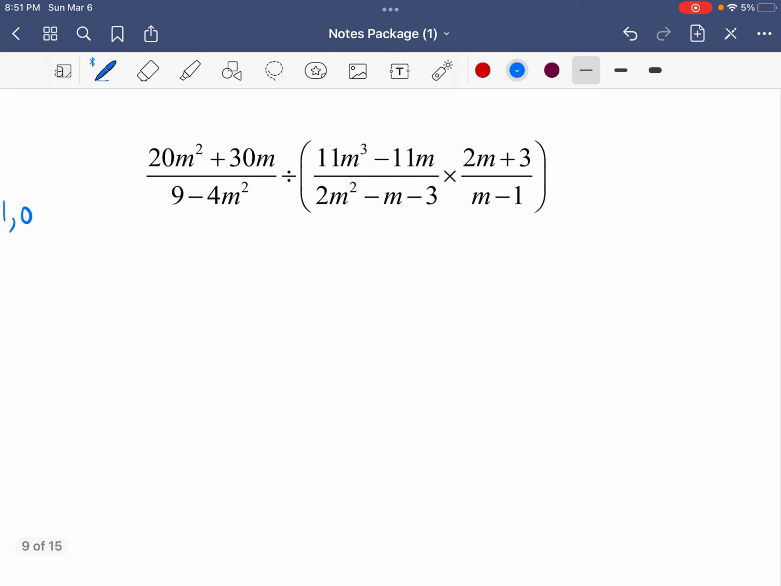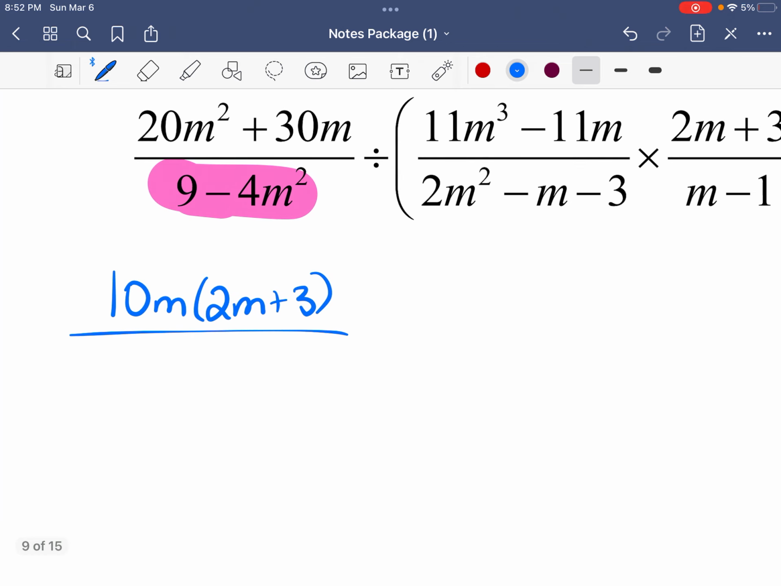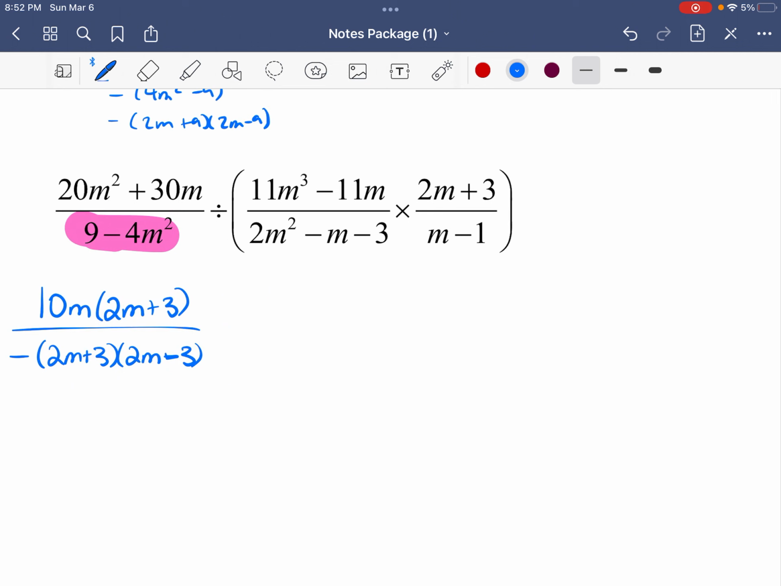Okay, factoring the 10m. And we're going to get 2m plus 3. Now this is a bit of a greasy difference of squares. If you rearrange and factor out a negative, you get -4m squared minus 9, which is going to give us 2m plus 3, 2m minus 3. Okay, so that's a little tricky. So our denominator here is going to be -2m plus 3, 2m minus 3.